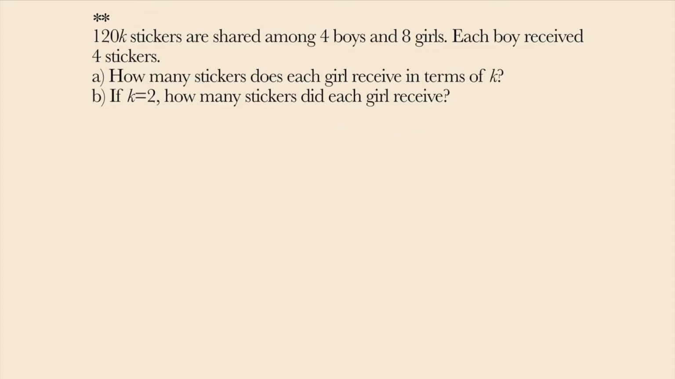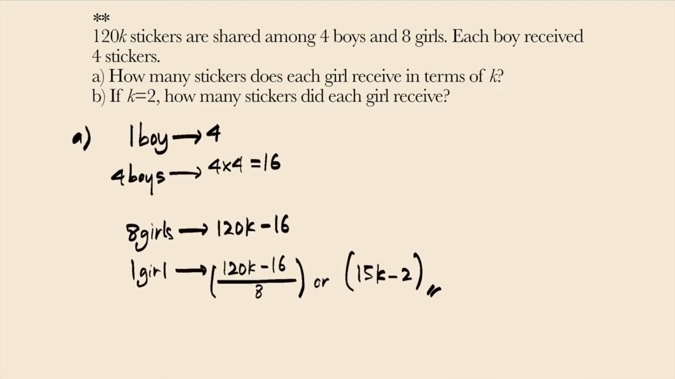120k stickers are shared among 4 boys and 8 girls. Each boy received 4 stickers. Well, we can find the actual number of stickers received by all 4 boys, and that's 16. Now, what was received by the 8 girls then? That would be the sum of 120k minus all the stickers for the boys, 16. Now, per girl, we would take this entire expression and divide that by 8.